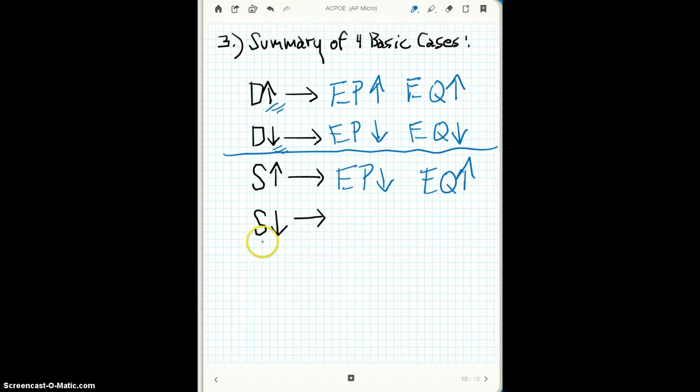If cost of production, cost of input went up, that would mean that the producers could afford to bring less to market. And so that increases equilibrium price, but decreases equilibrium quantity.